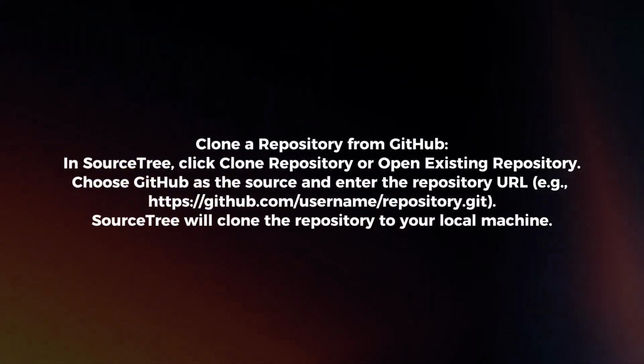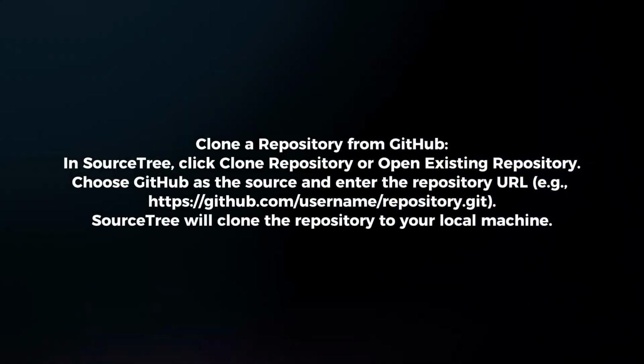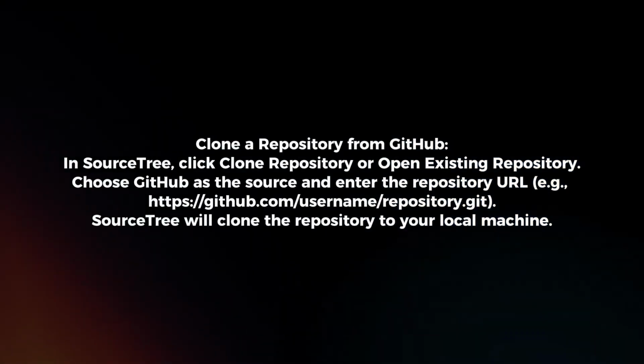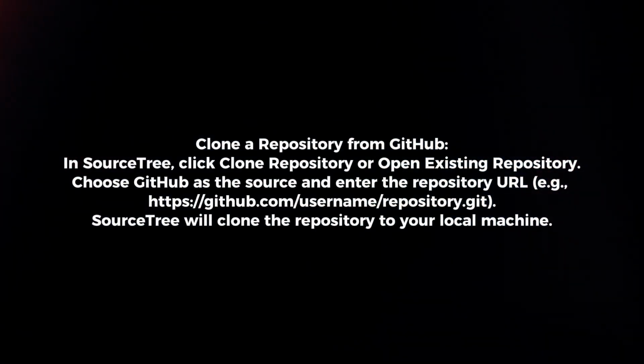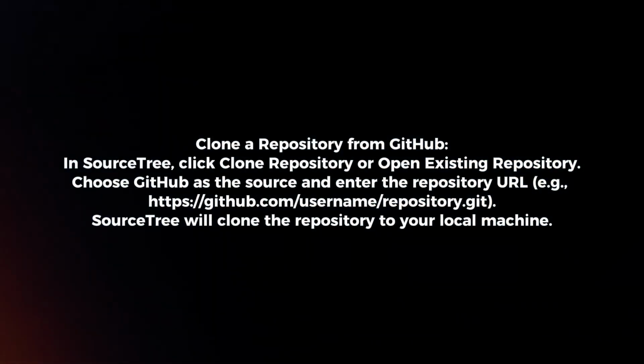Clone a repository from GitHub. In SourceTree, click Clone Repository or Open Existing Repository. Choose GitHub as the source and enter the repository URL. SourceTree will clone the repository to your local machine.